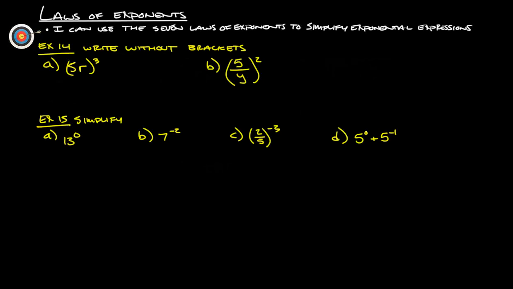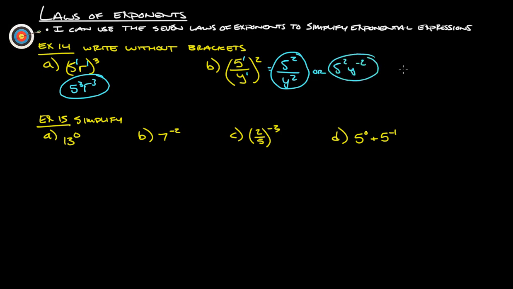Okay? Right, moving on to some more examples, 14 and 15. Write without brackets. So, anything that doesn't have a power, let's write a 1. Right? So we're going to distribute this 3 times 1 and 3 times 1, so that's going to be 5 to the third, r to the third for this one. Okay? Same thing here. That's a 1, that's a 1. That is going to be 5. 1 times 2 is 2, and 1 times 2 is 2, y squared. 5 squared over y squared. Or, again, depending on how they ask, you could write it as 5 squared y to the negative second. Either one of those is fine.